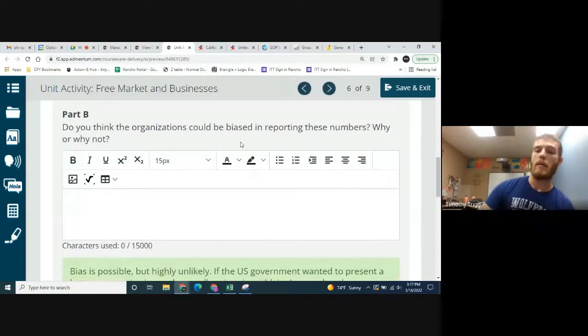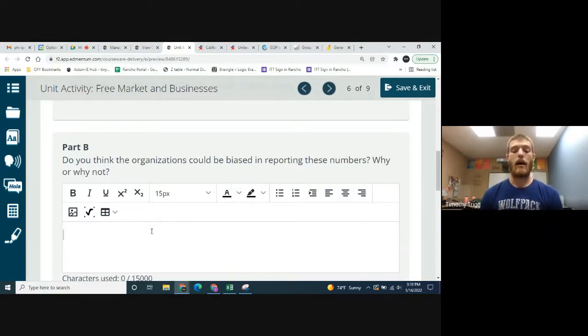Do you think the organizations could be biased in reporting these numbers? Why or why not? Well, there could be bias, but there's unlikely to be bias because these reports are .gov or other credible sources. So there's unlikely to be number tampering. Usually they just post the numbers and they don't bother to try to interpret them or anything like that. So could there be bias? Yes, but it's unlikely because, again, these sources are credible and some of them are even .gov.